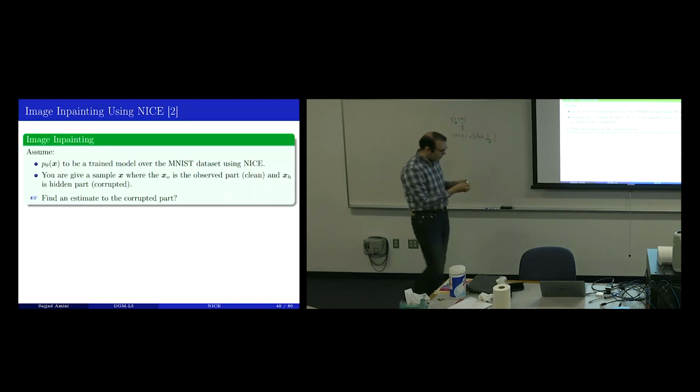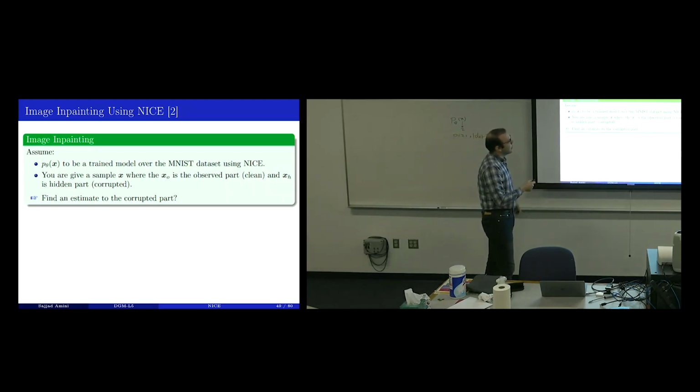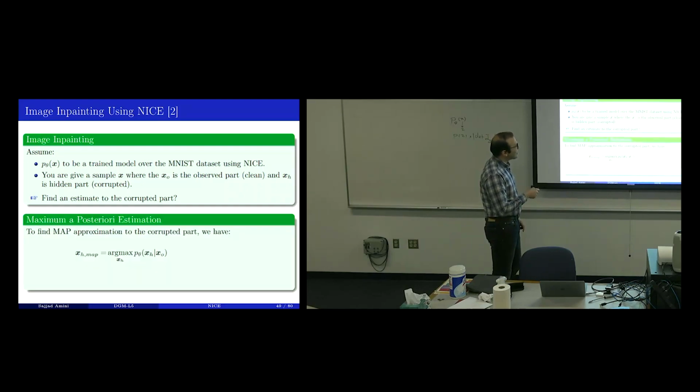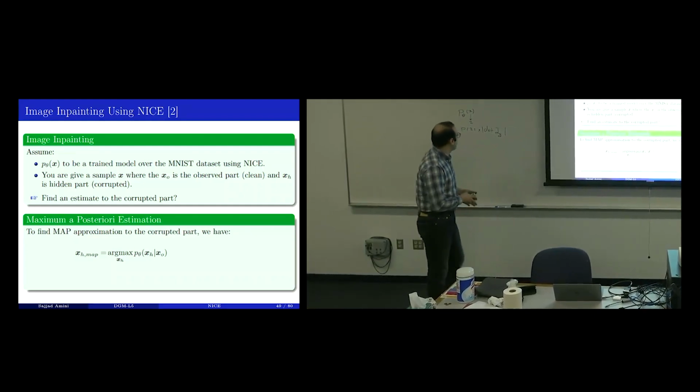But here the problem is different. The x you observed is not completely observed. A part of x is observed, we call it xo, and another part is corrupted, or we can assume that it is masked. You do not have access to it. We want to find an estimate of the corrupted part. So what can we do?